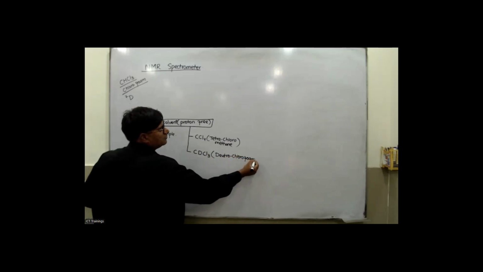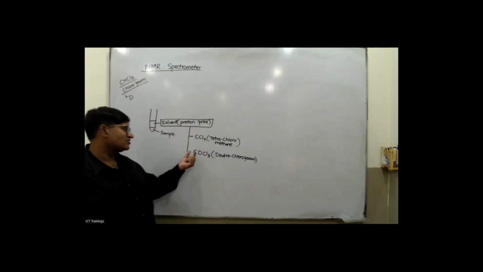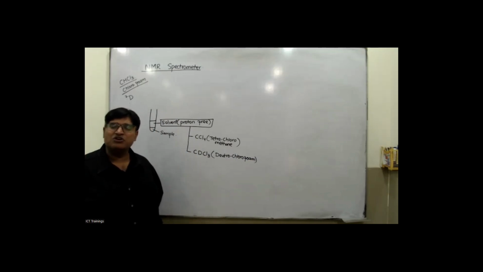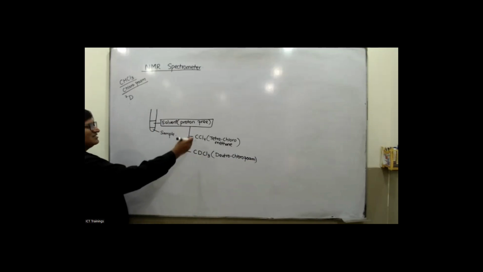So this deuterochloroform could also be used as a proton-free solvent because this one does not contain proton. Proton is basically the hydrogen which has a neutron number of 1. So these two things, you can use any one of them as a solvent.